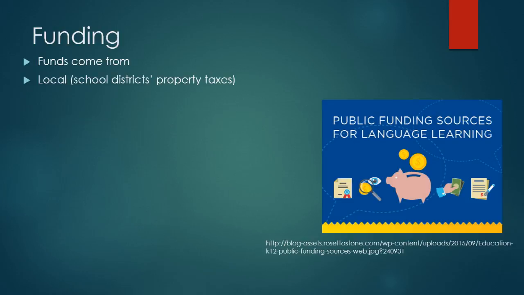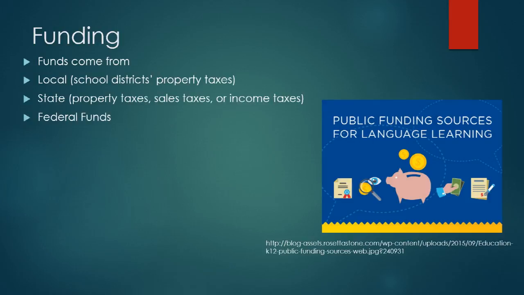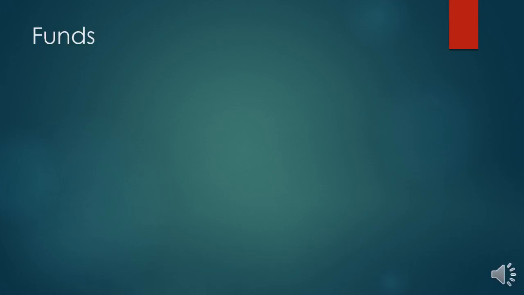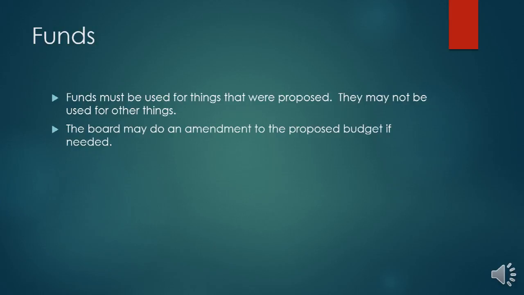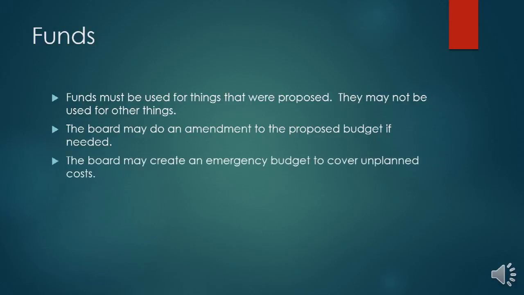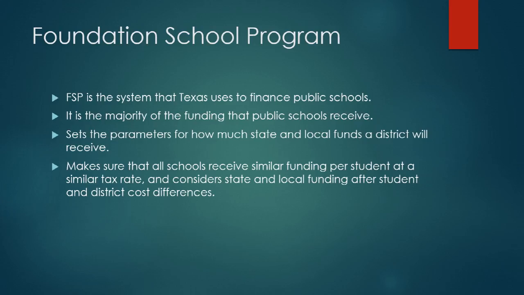Funds come from local, which are school districts' property taxes, the state, which are property taxes, sales taxes, or income taxes, and also federal funds. Funds must be used for things that were proposed. They may not be used for other things. The board may do an amendment to the proposed budget if needed, and the board may create an emergency budget to cover unplanned costs.